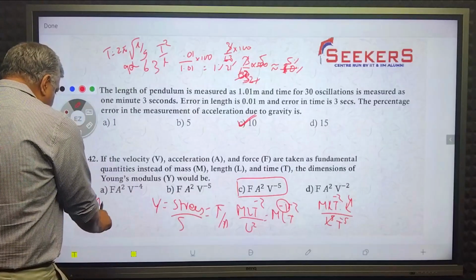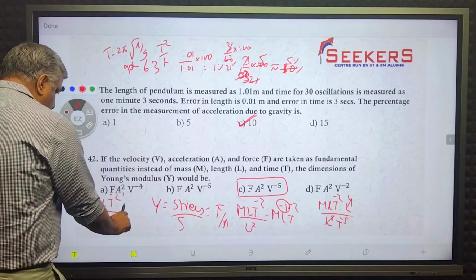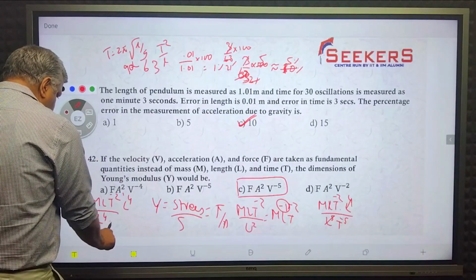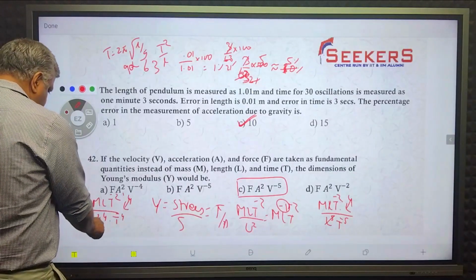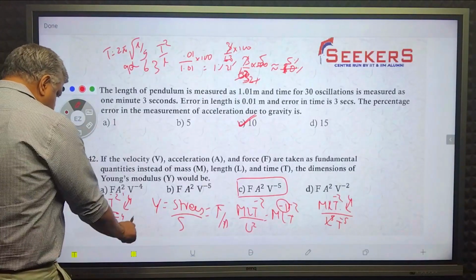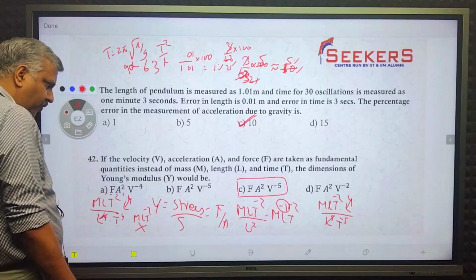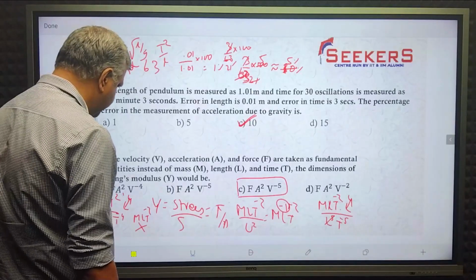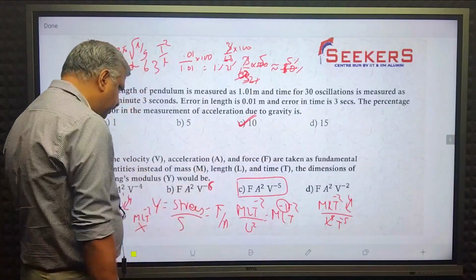So this is M L T power minus 2 divided by, into a square. A square means L power 4. This is L power 4 into T power minus 4. So this and this will get cancelled. So it is M L T power minus 2. So this is also wrong. So v power 5 is cancelling. So it should be v power 6. So maybe one of these options is v power 6, and then that will be the correct answer.